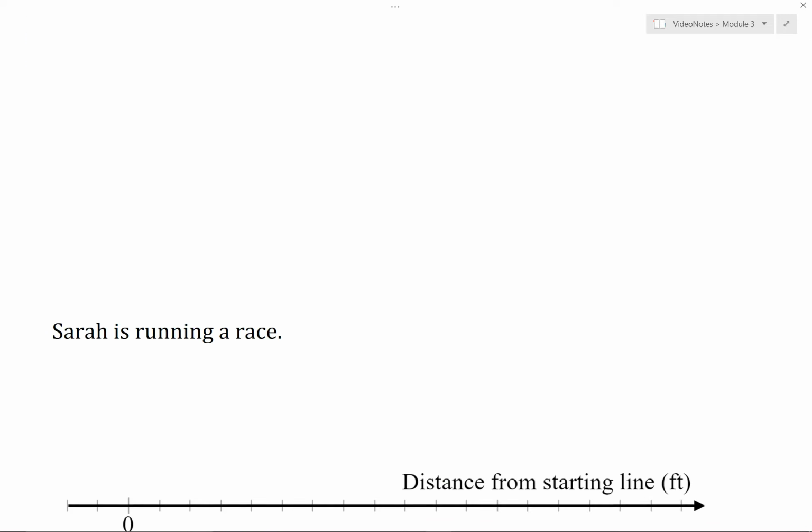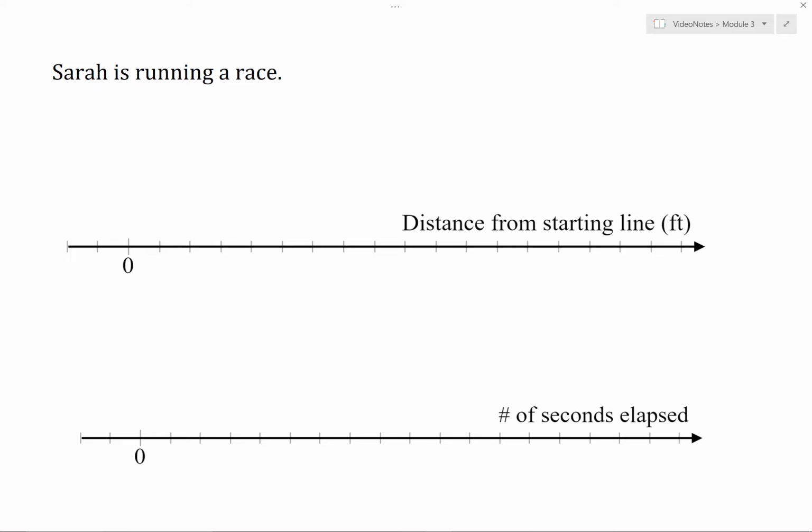As an example, suppose Sarah is running a race. As the time elapsed since the race began increases, so does her distance from the starting line. Every value for the time elapsed maps to exactly one distance from the starting line. So if we imagine picking any value for the number of seconds elapsed, it will map to exactly one distance from the starting line. Therefore, we say Sarah's distance from the starting line is a function of the time elapsed since the race began.